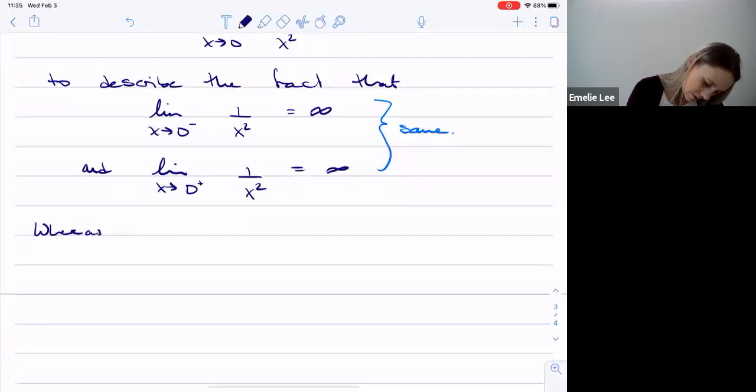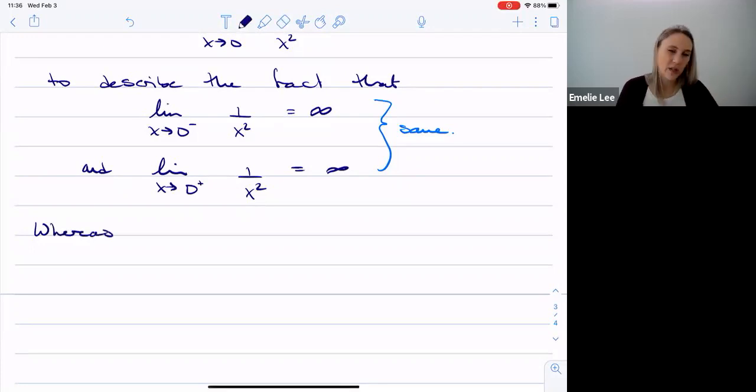Whereas if you think about just 1 over x instead of 1 over x squared, now you don't have that square, and so the negative values of x are going to behave differently than the positive values of x. If you remember the graph of 1 over x, you've got this kind of situation. Now they're not going to go toward the same thing. They're both going to go toward infinity, but one's going to go toward negative infinity, and one's going to go toward positive infinity as x goes to 0.